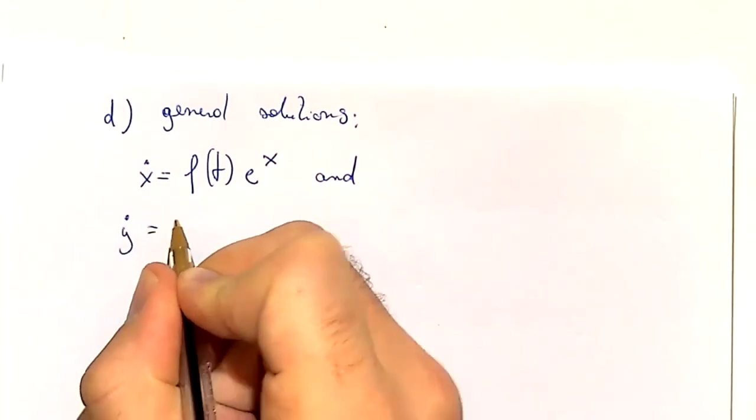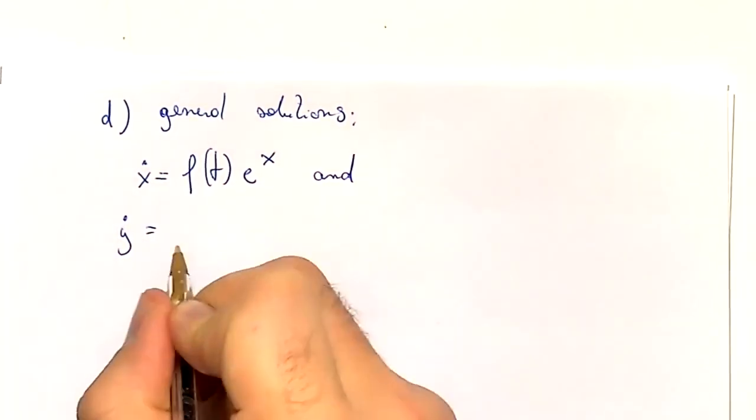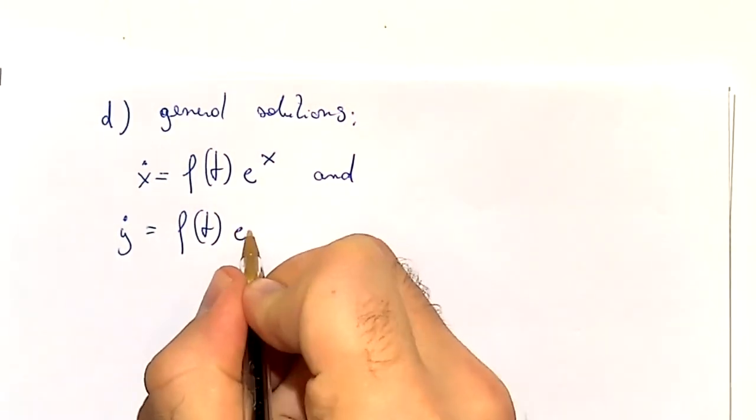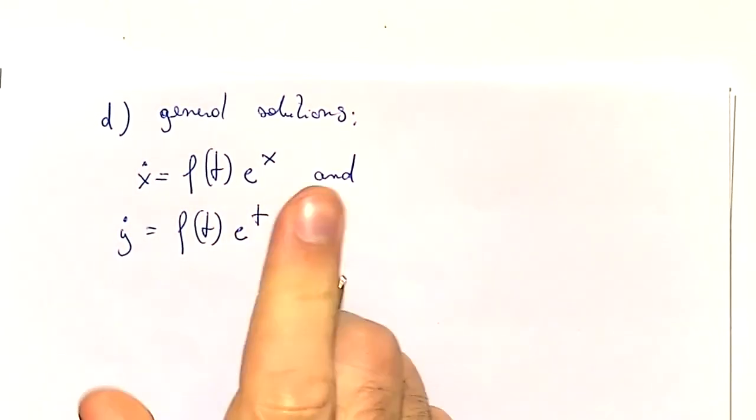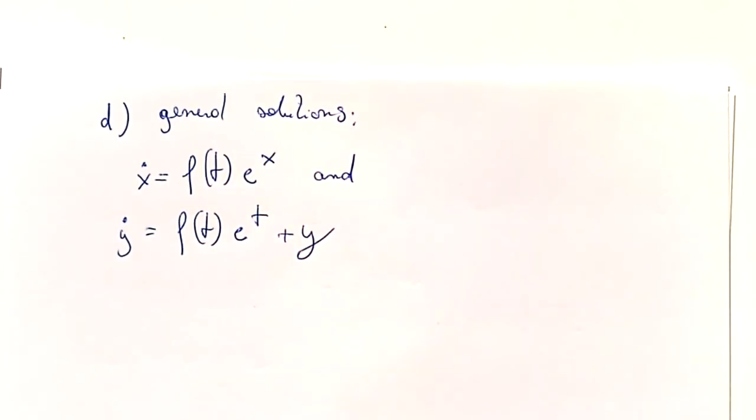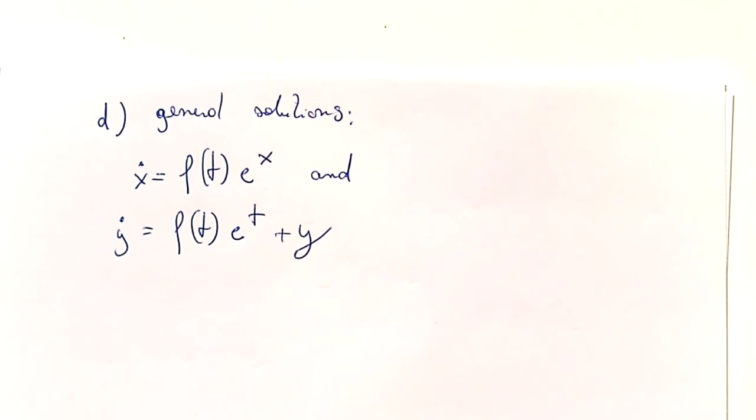y dot is equal to f of t e to the power of t plus y. Okay, I'm not going to do the second one. The second one is basically just plugging in the formula, and I believe you can just plug in the formula.